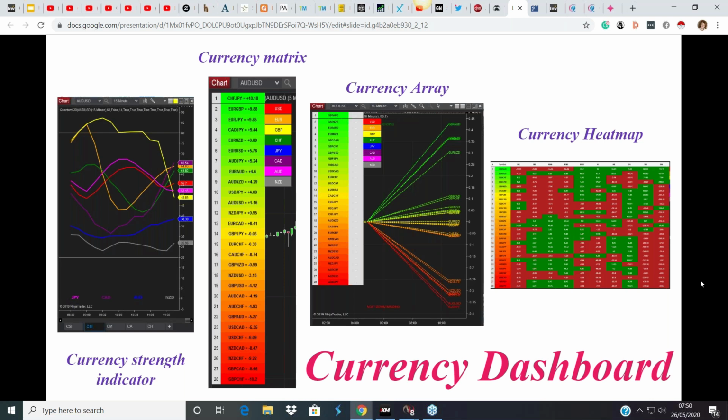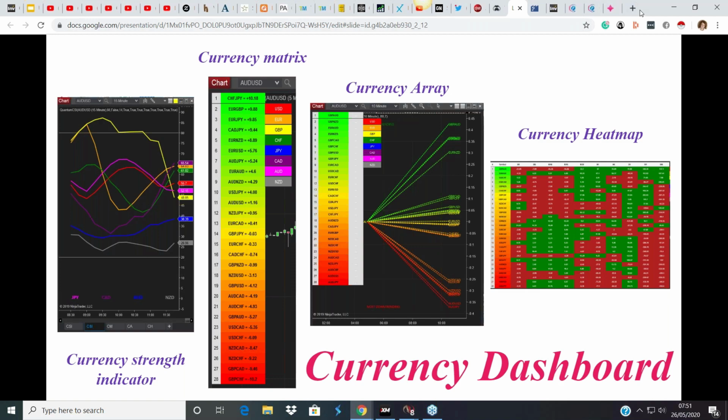To help us analyze the flows into individual currencies and currency pairs, as part of the quantum suite of tools we've developed these very particular indicators for the forex market. You can see there's a quartet of them here: the strength, the matrix, the array, and the currency heat map. The best way to see everything is actually to have a look at the charts.